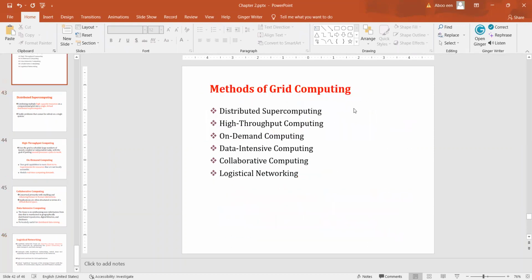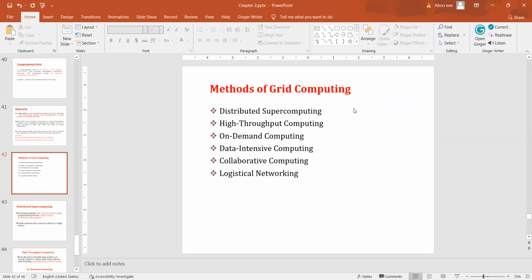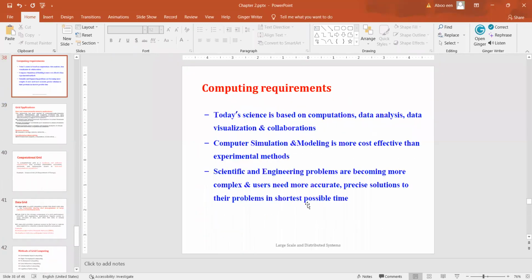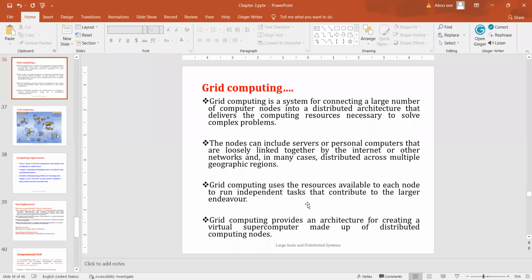So we looked at 6 methods of grid computing: distributed supercomputing, high throughput computing, on-demand computing, data intensive computing, collaborative computing, and at last, logistical networking. So these are the 6 methods or architectures for grid computing. With that, I'm going to conclude this grid computing part. In the next lecture, we are going to discuss middleware.